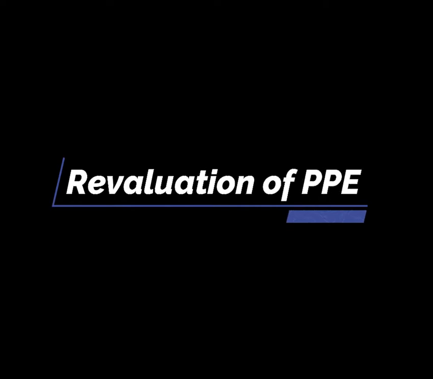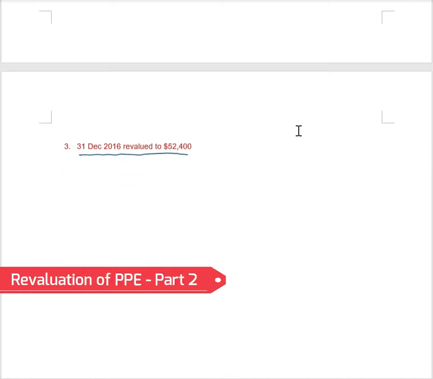In this session I am going to discuss revaluation of PPE, property, plant and equipment, and related accounting entries. Now let's move on to the third part. On 31st December 2016, the equipment was revalued to 52,400. So what has happened here?